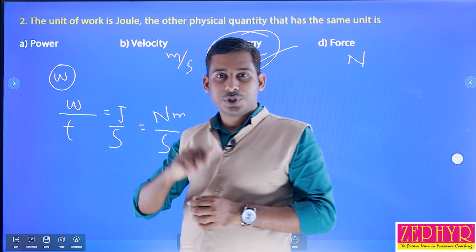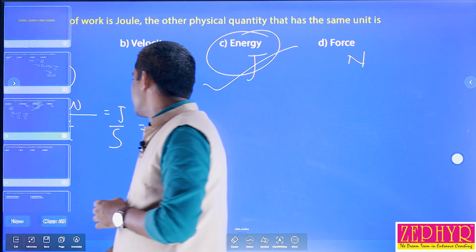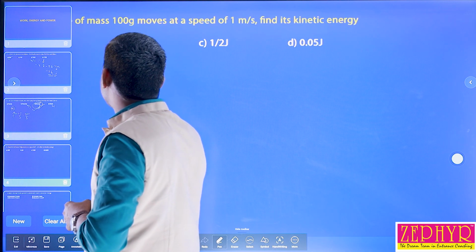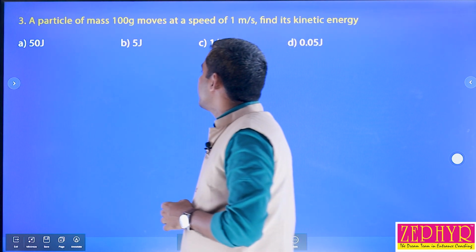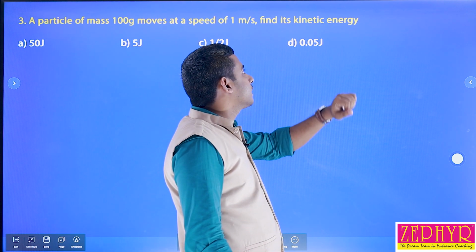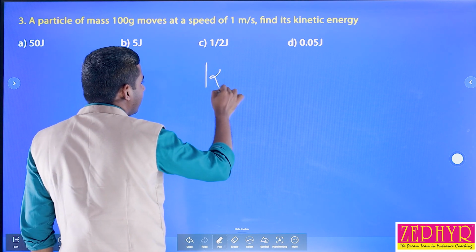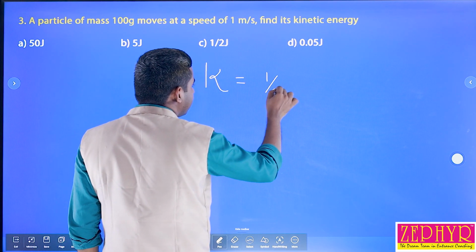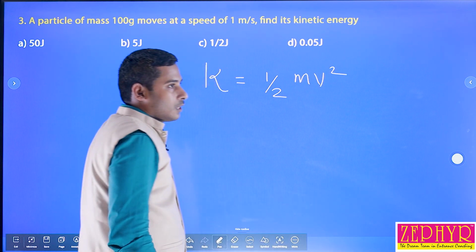Next, I am moving to the third question. All of you listen here. So, dear students, third question. A particle of mass 100 gram moves at a speed of 1 meter per second. Find its kinetic energy. Dear students, we have the equation of kinetic energy as half mv square.